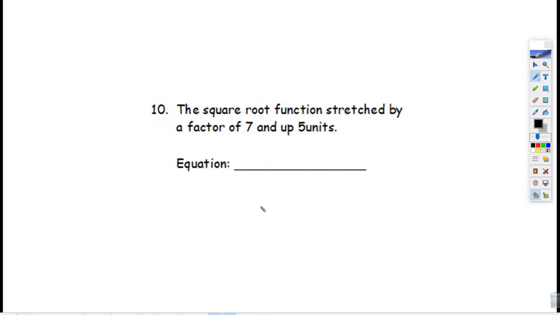Okay. Number 10, the square root function. So I know it's going to be this. Stretch by a factor of 7 and up 5 units. So nothing happening with the x under the radical. So I'm going to have 7 times the square root of x and then up 5 units.